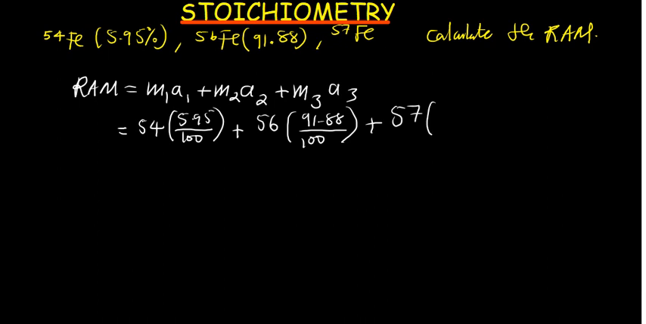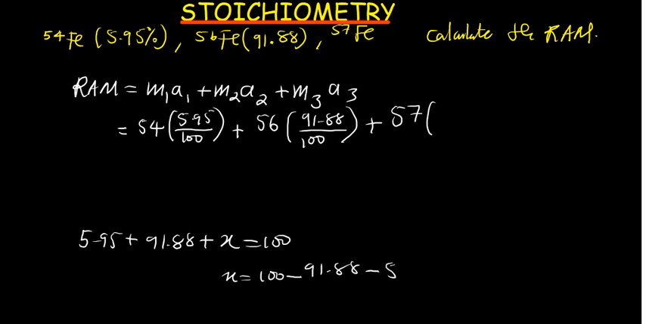All we know is that when we add the abundance for this one plus this one plus this one, we should get 100. So we'll say 5.95 plus 91.88 plus, let's just call it x because we don't know the abundance for this one. That should give us 100. So to remain with x, we'll say 100 minus 91.88, the other side, so it becomes negative. And then we also take the 5.95, it also becomes negative. Therefore, x is going to give us 2.17. That is going to be the abundance. So we'll put there 2.17. This is also a percentage, so divide by 100 also.